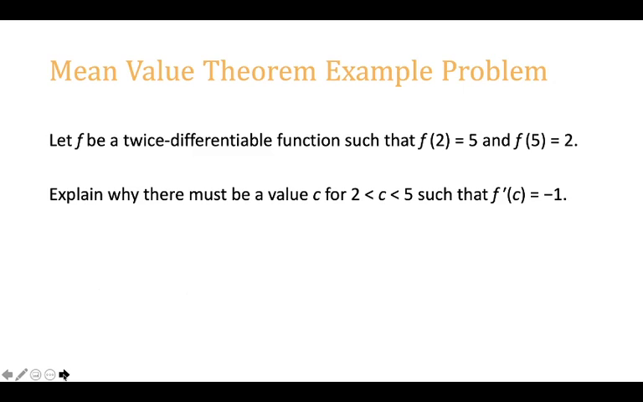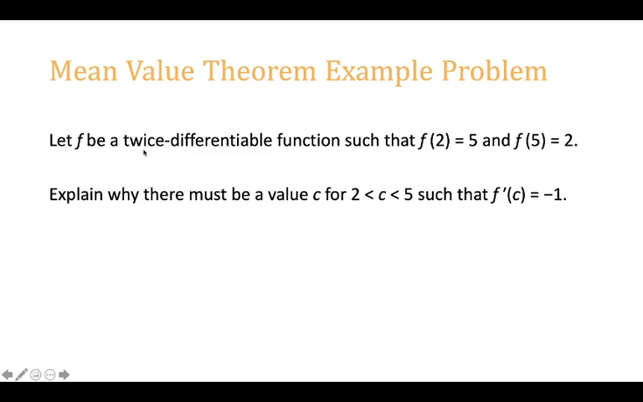So here's an example problem for the mean value theorem. Let f be a twice differentiable function such that f of 2 equals 5 and f of 5 equals 2. Explain why there must be a value c from 2 to 5 such that f prime of c, or the instantaneous rate of change, equals -1.